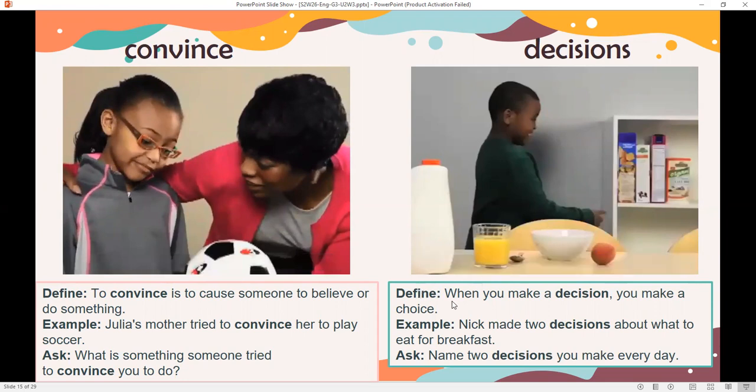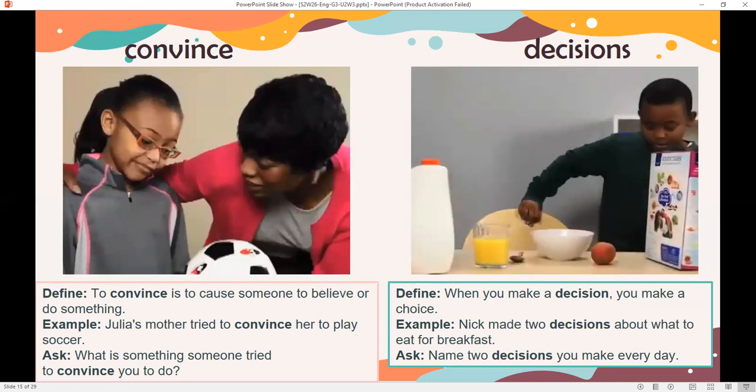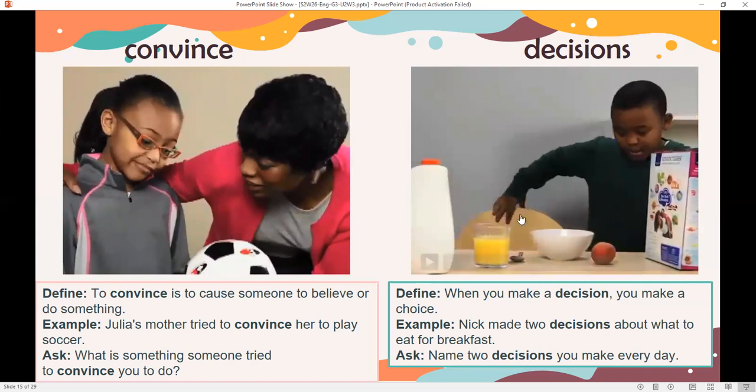Second one, I have the word decisions. When you make a decision, you make a choice. Nick made 2 decisions about what to eat for breakfast. Let's see the clip to find out what his decisions are. Decisions. When you make a decision, you make a choice. So apparently he decided to have cereal with milk and juice. I don't know if this is an egg. Probably it's an egg. Name 2 decisions you make every day.